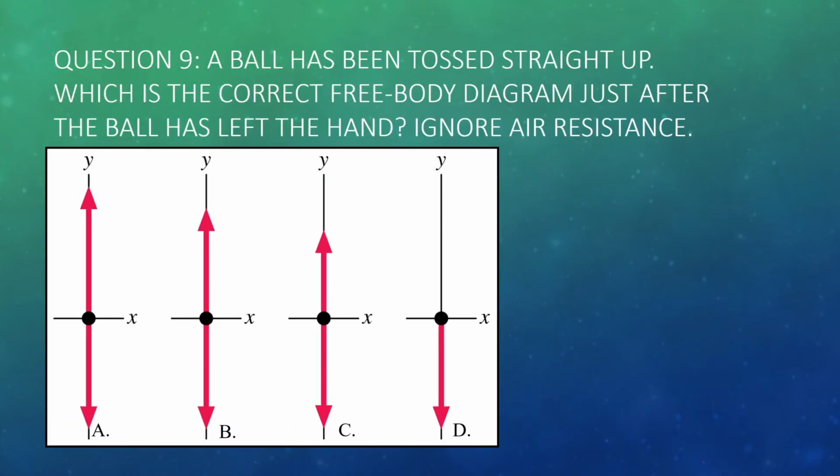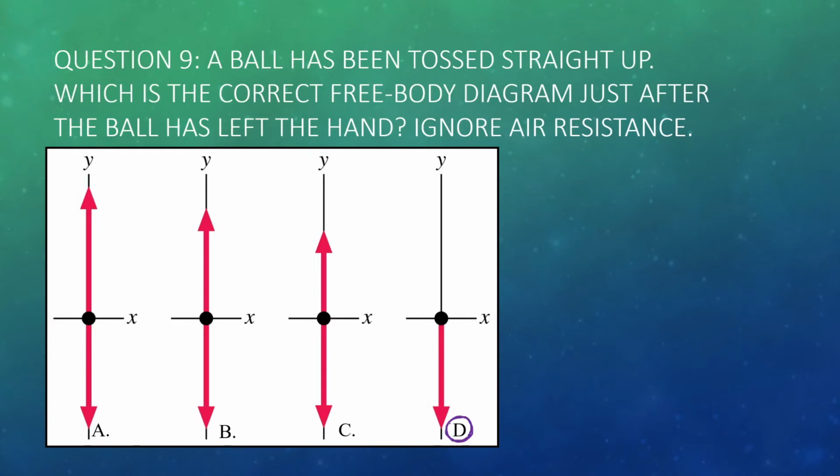Question 9. A ball has been tossed straight up. Which of the following is the correct free body diagram just after the ball has left the hand? As always, ignore air resistance. In this case, the ball has left the hand, meaning there are no contact forces on the ball. Nothing is physically touching it. What that means is there's only one force acting on it. It's weight. The weight due to gravity as it moves through the air.